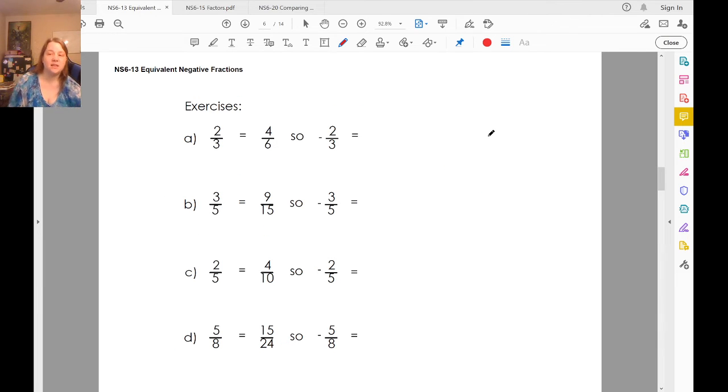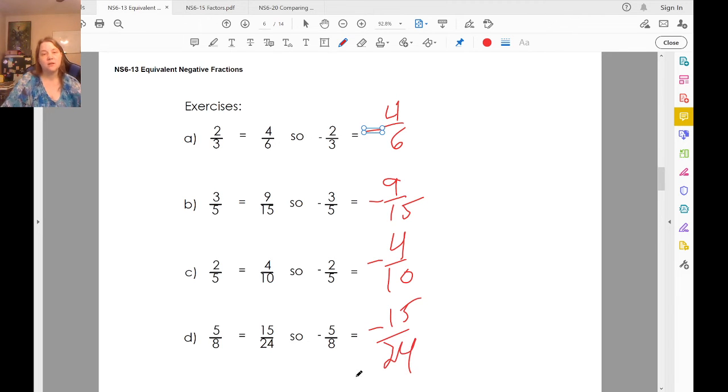So, if I say that 2/3 is the same thing as 4/6, that means that -2/3, you don't even have to do the math. We know that 2/3 equals 4/6. So -2/3 is the same as -4/6. 3/5 equals 9/15. So -3/5 equals -9/15. We're literally just adding in the negative sign. That's it. 2/5 equals 4/10. So -2/5 equals -4/10. 5/8 equals 15/24, so -5/8 equals -15/24. Kids, all we're doing is adding a negative sign. We're not really doing much else beyond that.